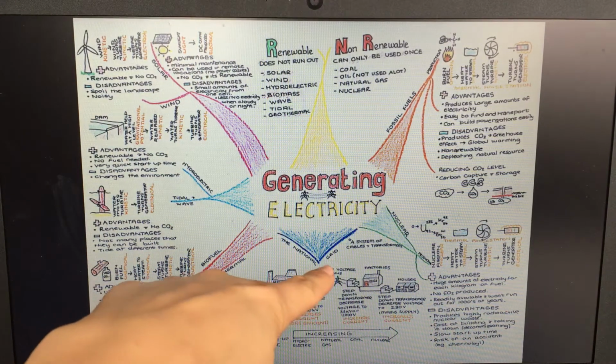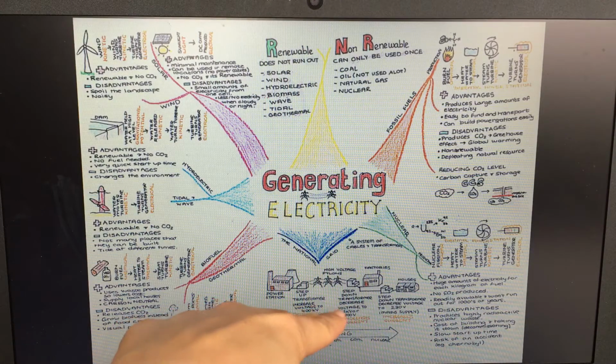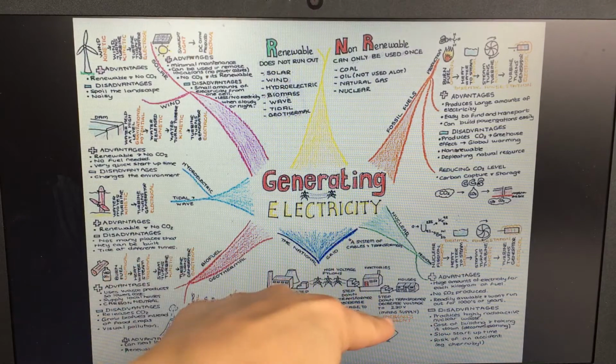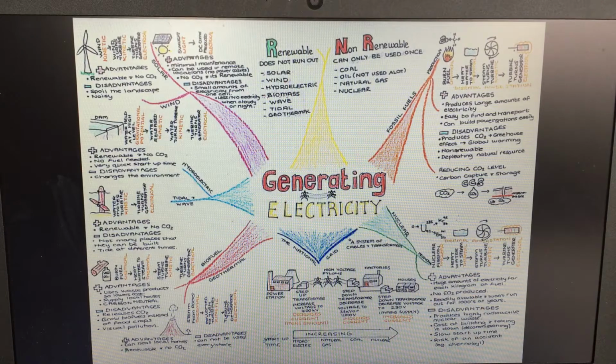So it then goes along high voltage pylons to a step down transformer. Now this will decrease the voltage and then increase the current. To factories, to 1 voltage, and then to homes, it will then do it to 230 volts, decrease the voltage further and increase the current.